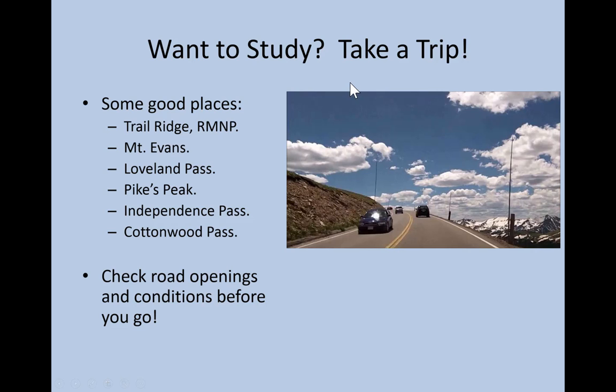However, I've listed here a number of places where there is in fact seasonal access by road into the high alpine, places like the Trail Ridge Road in Rocky Mountain National Park, the roads up Mount Evans or Pikes Peak if you care to drive your car to the summit of a 14er, Loveland Pass, the two-lane road that serves as an alternate to the tunnel along I-70, or further into the high country, Independence Pass or Cottonwood Pass in the Sawatch Range.